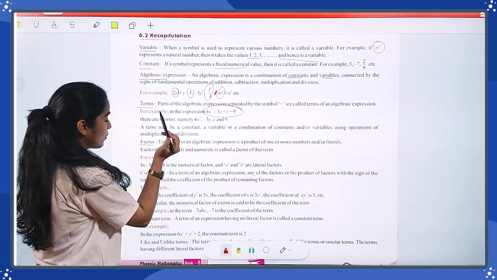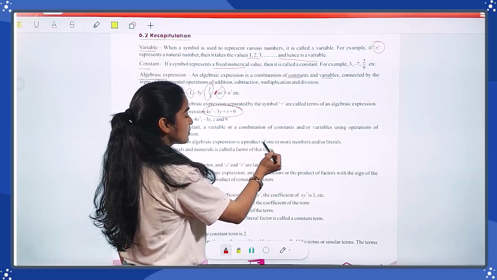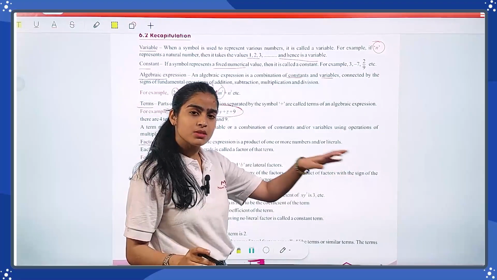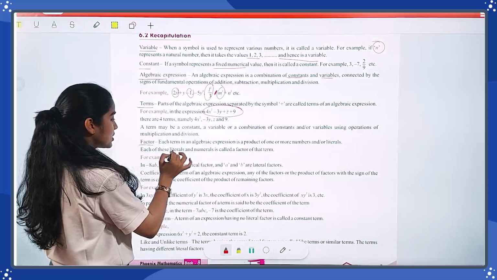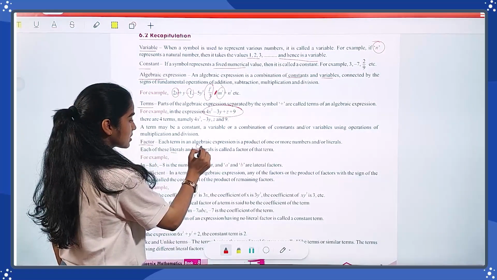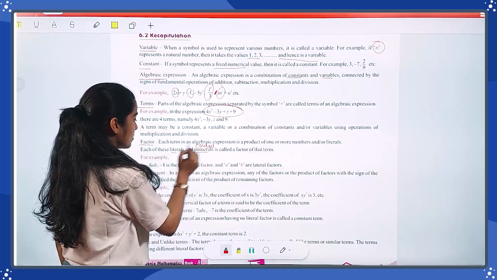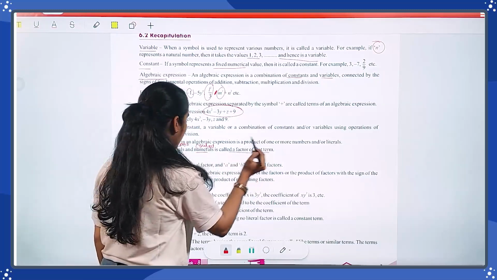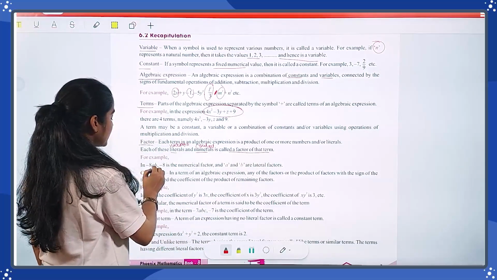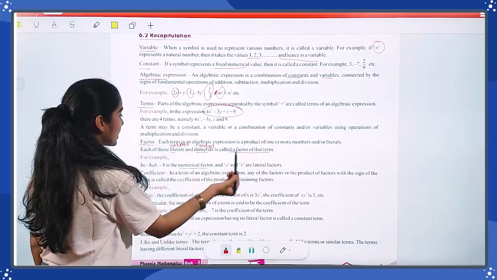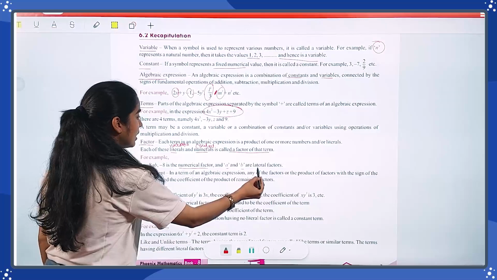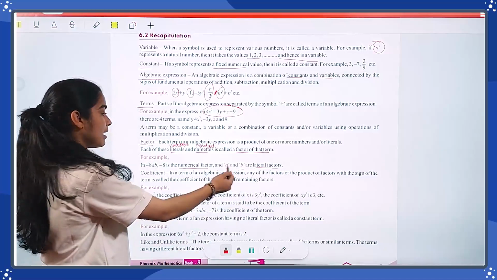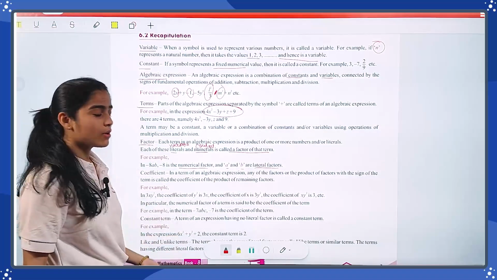Next, we have factor. Each term in an algebraic expression is a product of one or more numbers and or literals. Don't be confused with literals. Literals means variables only. Each of these literals and numerals, meaning constants, are called factors of that term. The terms are different, but the meaning remains the same. For example, in minus 8ab, minus 8 is the numerical factor and a and b are literal factors. So I can simply say minus 8 is our constant because a constant has a fixed value, and a and b are variables because variables can have any value and are alphabets.